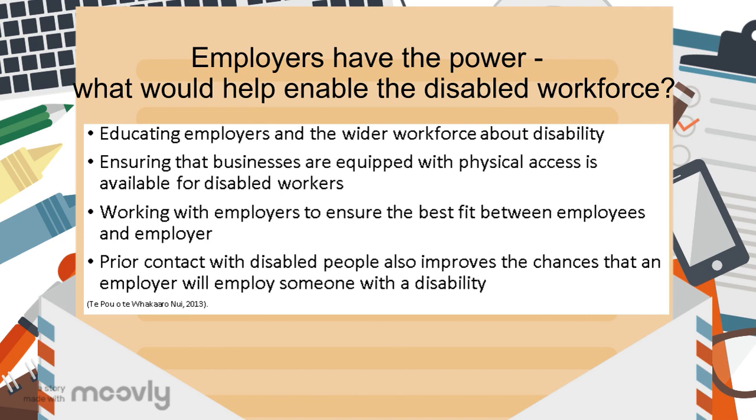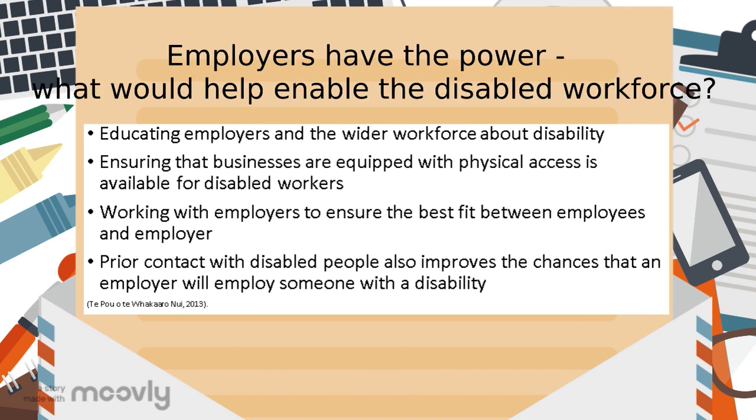In order for these negative attitudes and perceptions to be correctly addressed, and for those with a disability to have a fair chance at successful employment, some key enablers need to be focused on, such as educating employers and the wider workforce about disability, ensuring physical access is available for disabled workers, working with employers to ensure the best fit between employees and employer, and prior contact with disabled people also increases the likelihood that an employer will employ someone with a disability.